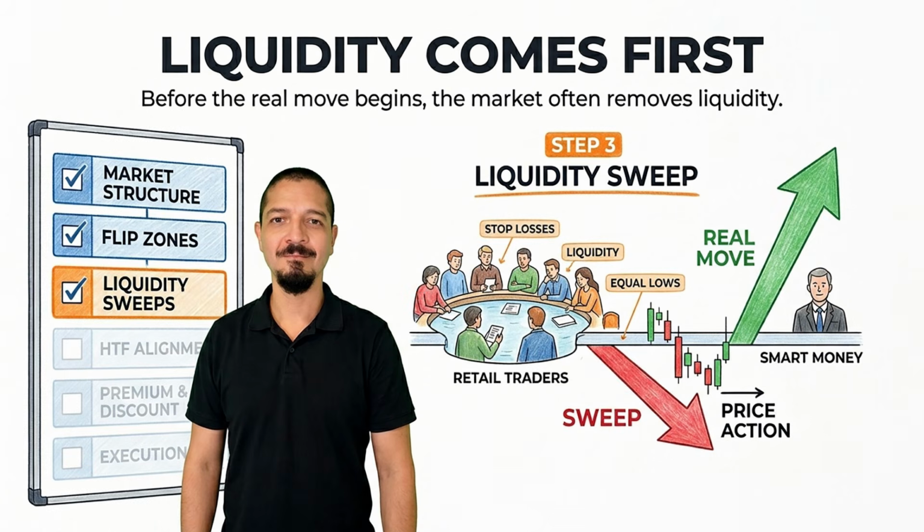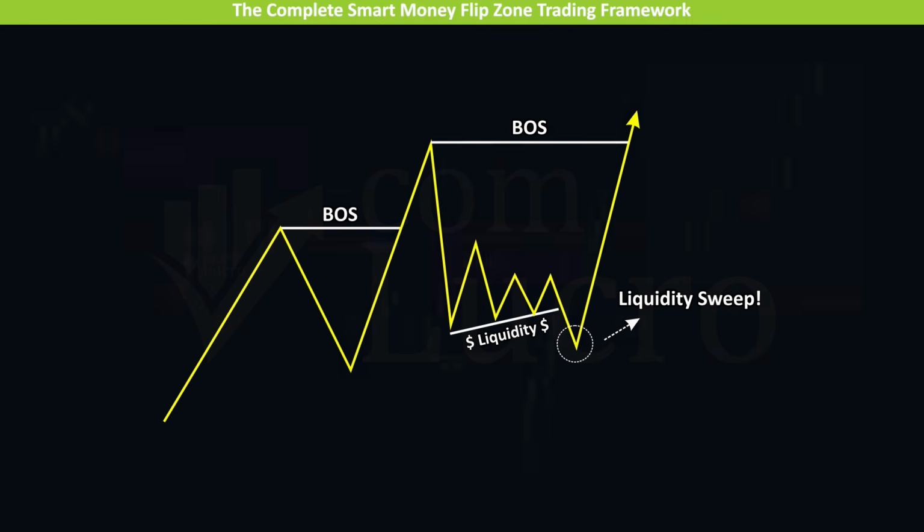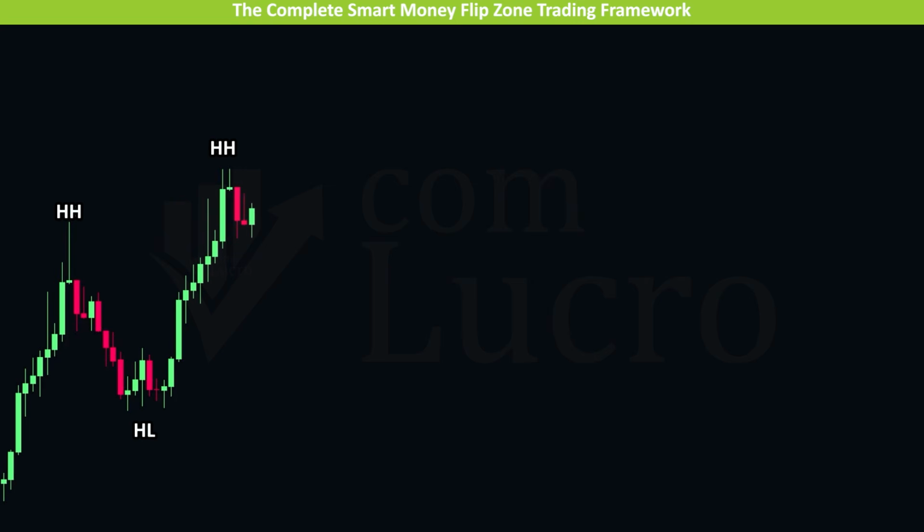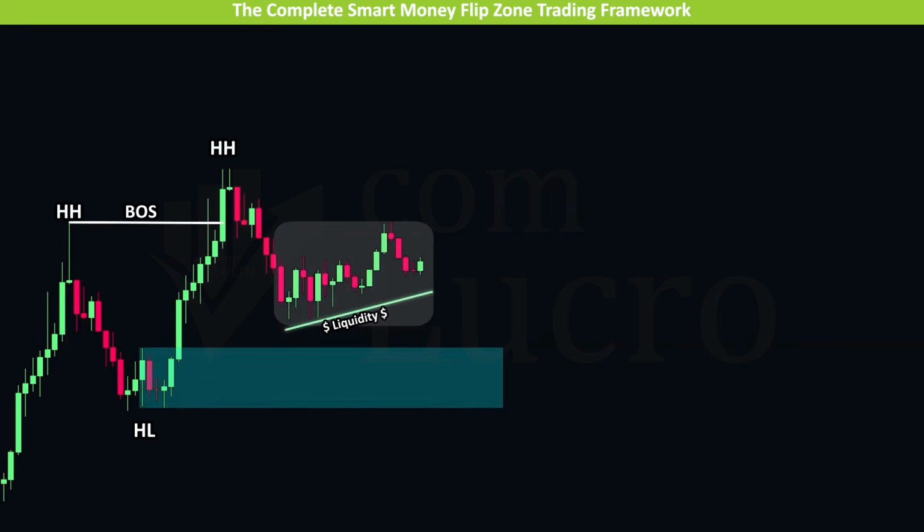Before a real move can fully unfold, the market often needs to remove liquidity and clear out weaker participants. This is where sweep zones come into play. Sweep zones help us identify where large players are actively moving the market. Let us simplify the process. Price is trending higher, printing higher highs and higher lows. Then a pullback occurs and equal lows are formed.